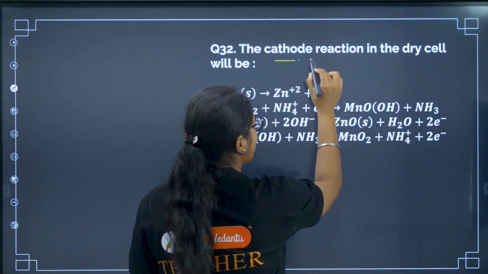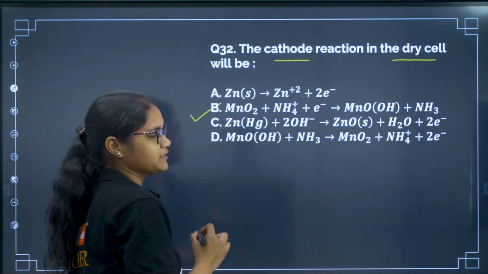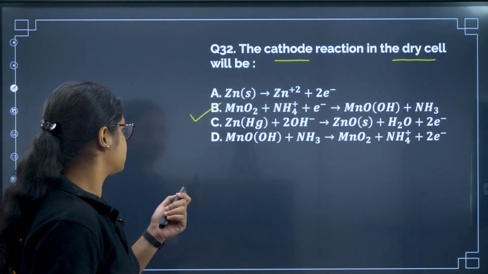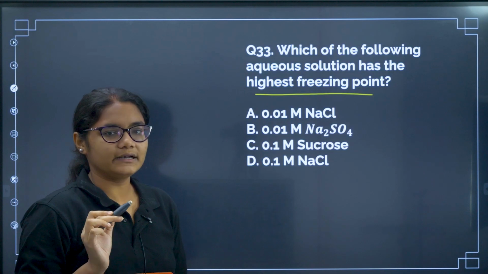Okay, next, cathode reaction in dry cell. We know manganese oxide and ammonia. So the correct answer for this question is option B. Theory based question. Okay, which of the following has the highest freezing point? This is a little tricky question.